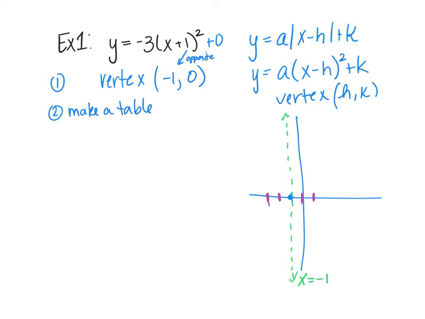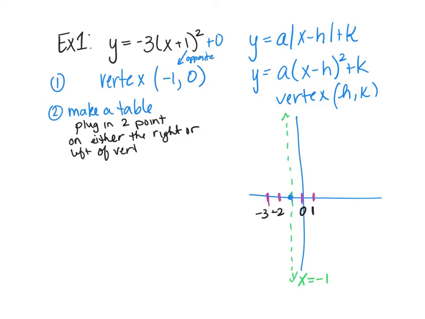And so we're going to pick points on either side of the axis of symmetry, and we're going to use reflection to put them on both sides. So I like 0 and 1. Okay, so we have 0 and 1, or we could do -2 and -3. You could pick either set of points, but we're going to plug in 2 points on either the right or left of the vertex.